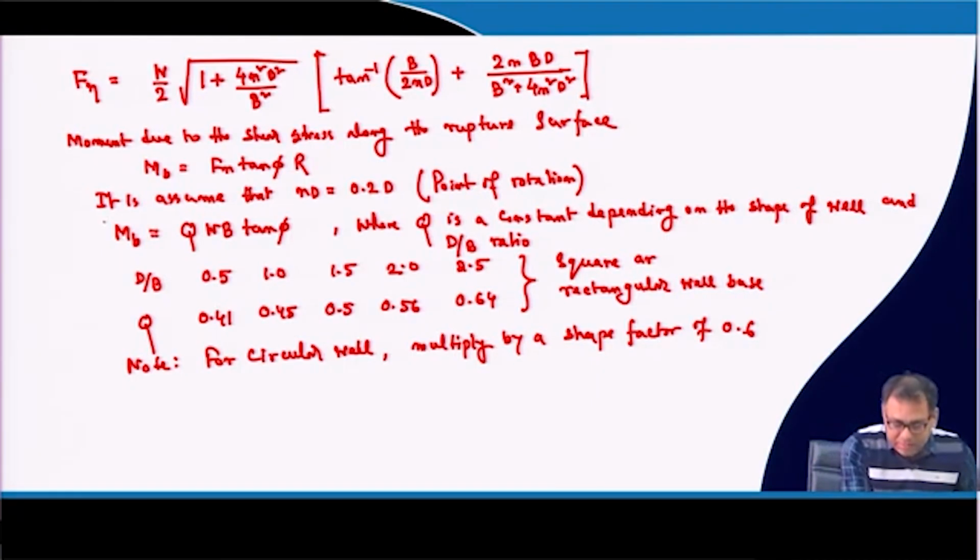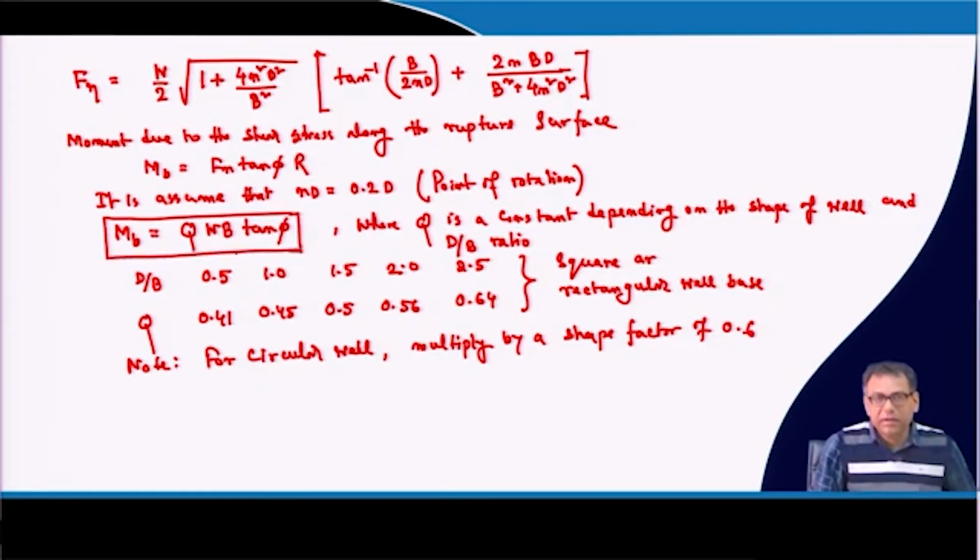So this is Mb, which we can determine from this equation. This Mb is the moment due to the shear stress acting along the rupture surface. So this Mb we can determine.